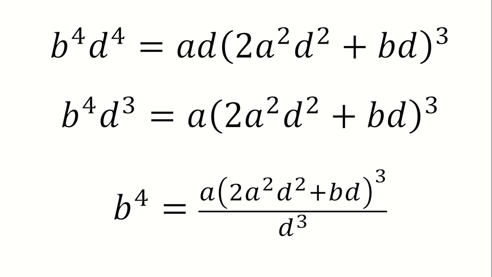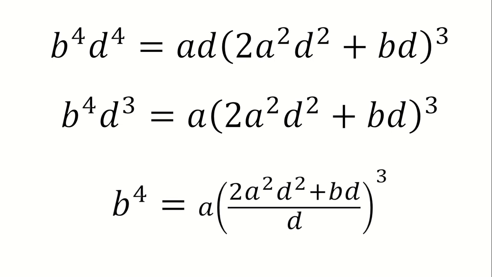And D cubed can enter the parentheses. By entering, the power of D becomes 1 because the whole power is 3. And we lead to this expression: B to the power of 4 is equal to A times a big parenthesis, and inside the big parenthesis we have 2A squared D plus B, and the big parenthesis is to the power of 3.